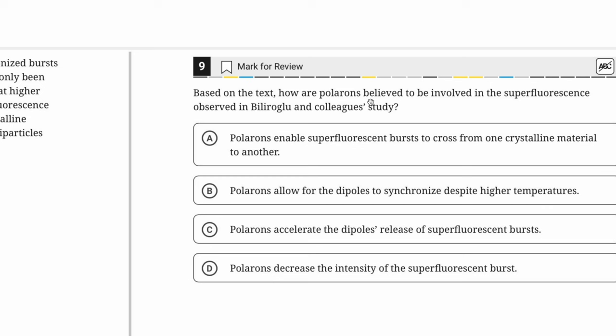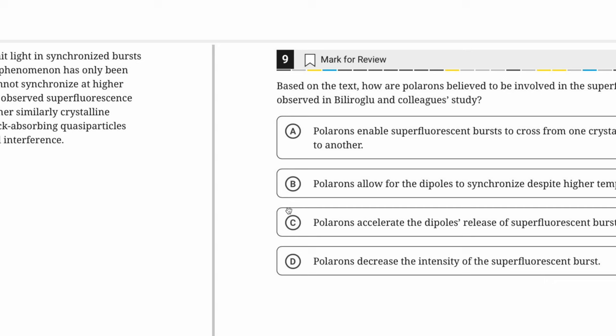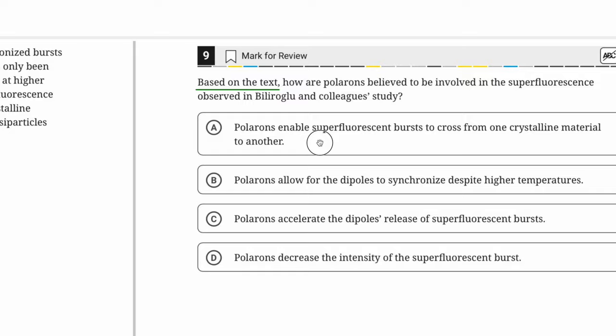Based on the text, how are polarons believed to be involved in the superfluorescence observed in this study? And let's not get intimidated by the words. The important thing here is that this is definitely an explicit detail question. If it says "based on" or "according to," you want to focus on finding that specific detail within the passage. So how are polarons involved in superfluorescence?